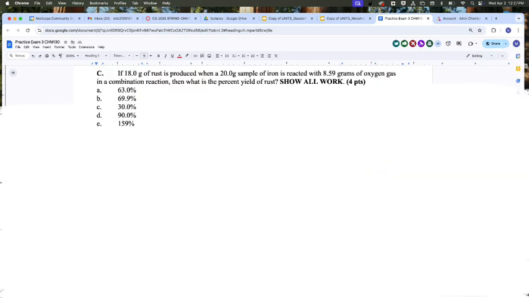Okay, so we got 18 grams of rust produced when a 20-gram sample of iron is reacted with 8.59 grams of oxygen gas in a combination reaction. What is the percent yield of the rust? How do we calculate percent yield?